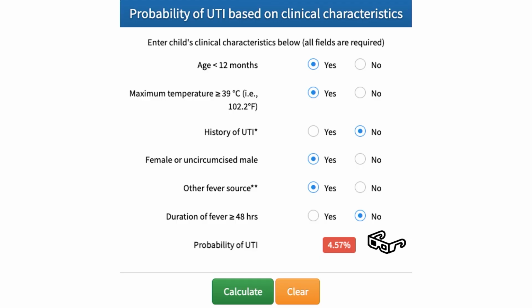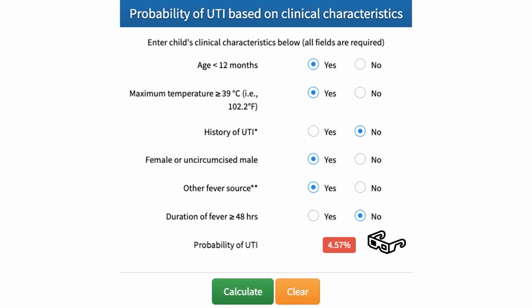There's still some dichotomization. Of note, one of the variables actually used to be race, and Black race was protective. That was sort of problematic because I think many people had a hard time understanding that from a causal perspective. One of the cool things is they got a lot of heat about that, obviously, and they changed it. They replaced it with duration of fever and history of UTI, which made a lot more sort of causal sense.